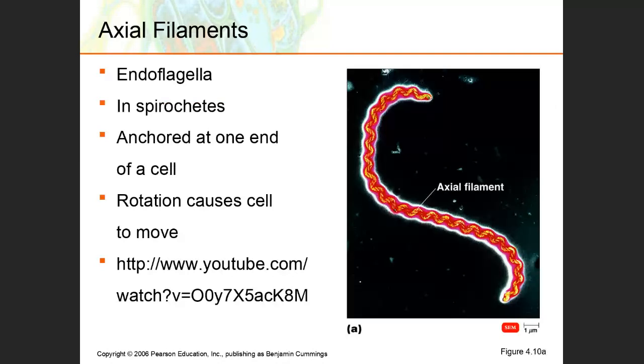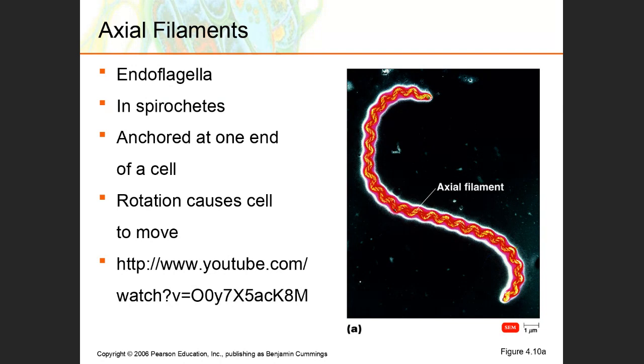Now there are some spiral-shaped bacteria, the spirochetes, and spirochetes also have flagella, but they have what are called endoflagella because they don't stick out. They actually run along the cell body. And they also call the endoflagella axial filaments.